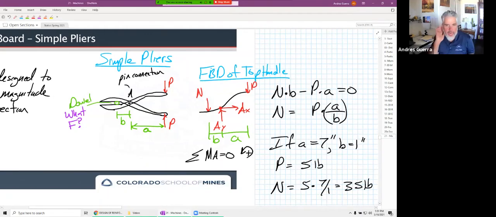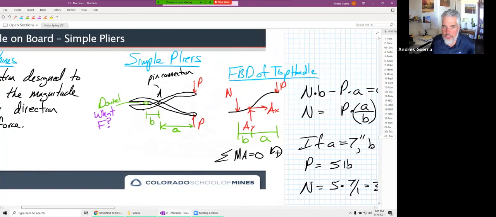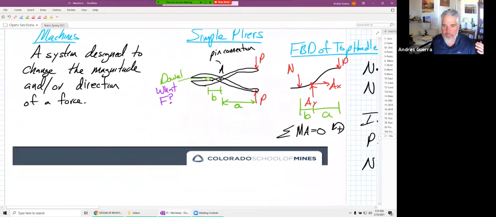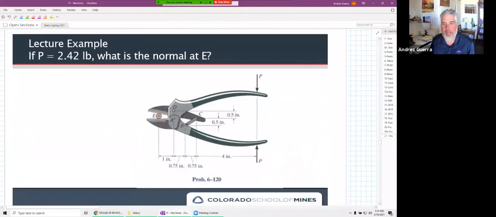Now that's pretty cool. There's a machine. It changed the magnitude and or the direction of the force. We evaluate these exactly the same way as frames, so don't be afraid to get started on the machines homework that's due on Tuesday. We'll finish in lecture on Monday.